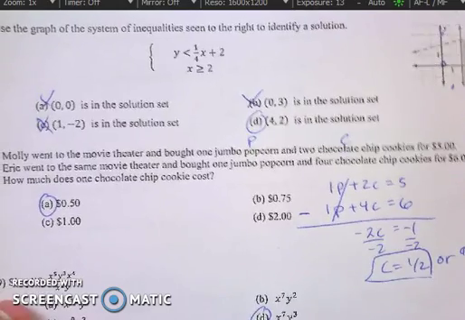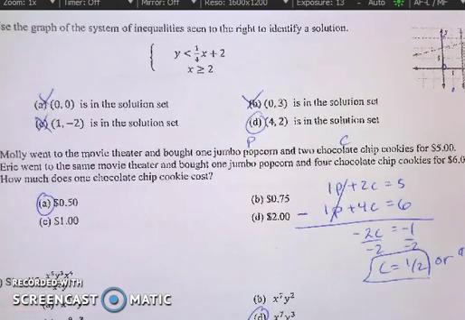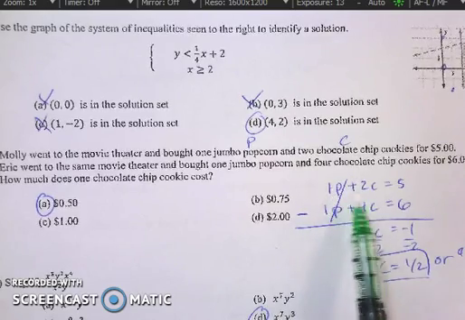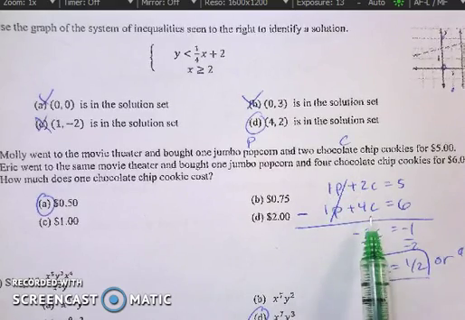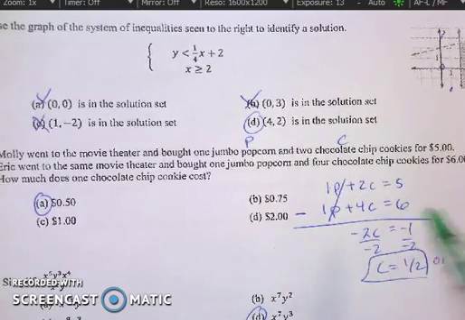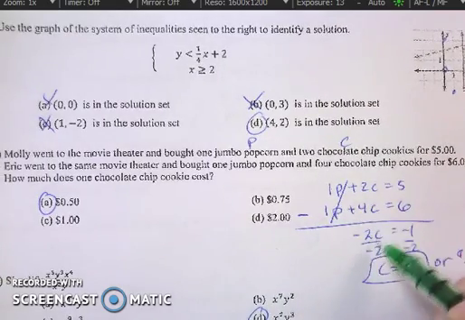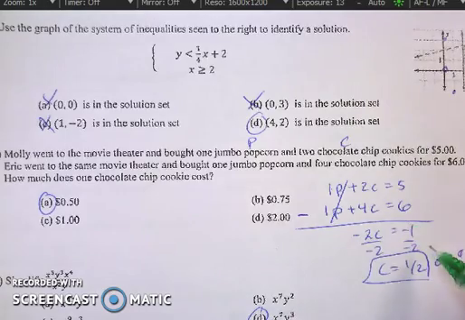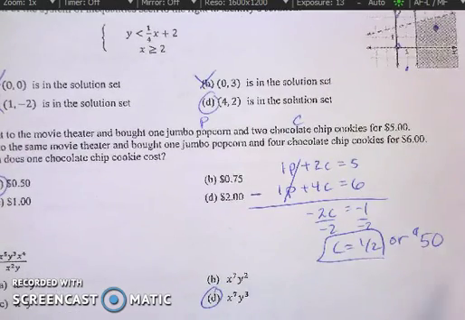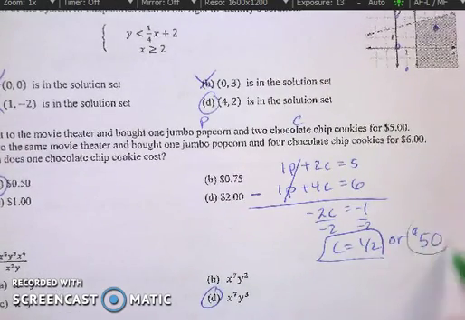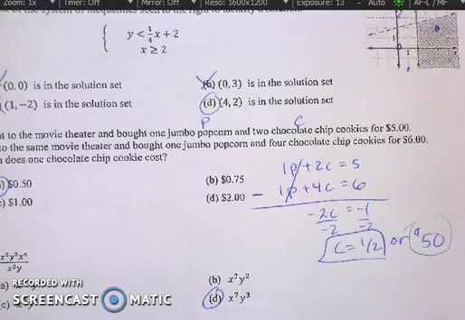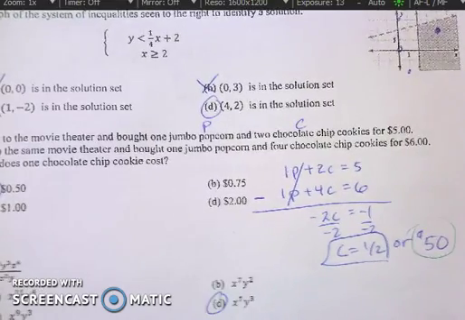Molly went to the movie theater and bought 1 jumbo popcorn and 2 chocolate chip cookies for $5, and Eric did the same, but he bought 1 jumbo popcorn and 4 chocolate chip cookies for $6. So I set up an equation: 1 popcorn, 2 cookies, 1 popcorn, 4 cookies, and I subtracted. So 1 minus 1 is 0, 2 minus 4 is negative 2, and 5 minus 6 is negative 1. I divided by negative 2, I got 1/2, which would be the equivalent of half a dollar, 50 cents.